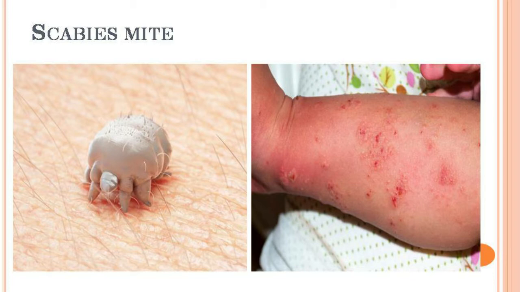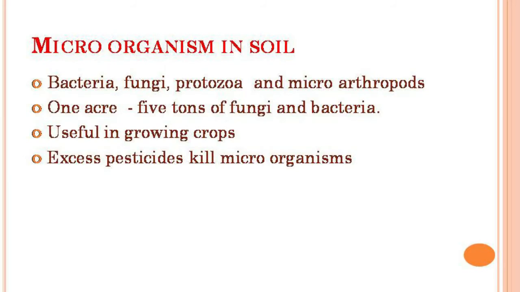And these are the microorganisms in soil; that is what we have learned. Apart from the arthropods, there are bacteria, fungi, protozoa. All these are there in the soil. If you take 1 acre of land, there are around 5 tons of bacteria and fungi present in it.